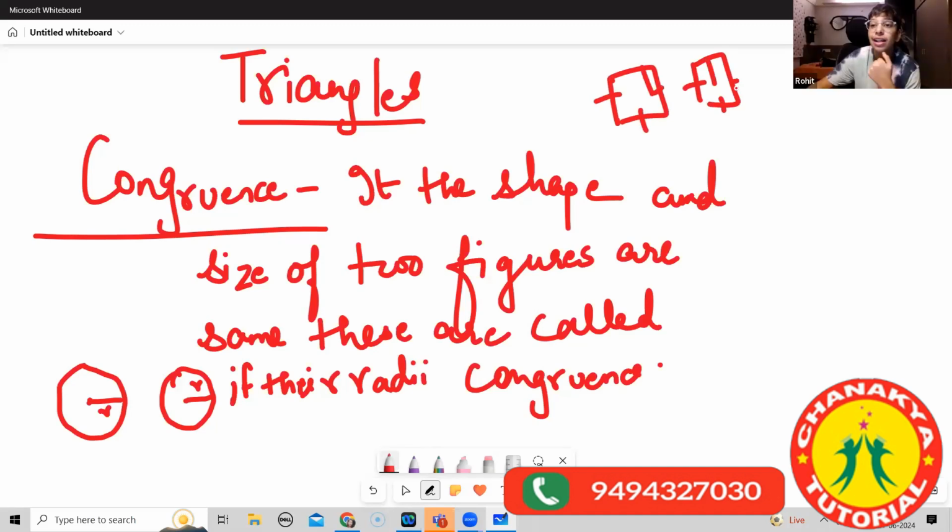If an angle is equal, it won't be congruent, right? We will learn about side, angle like that: ASA, SSS. Next part is the symbol of congruence and the rule behind the congruence. Note it down. The symbol of congruence is like two curved lines.